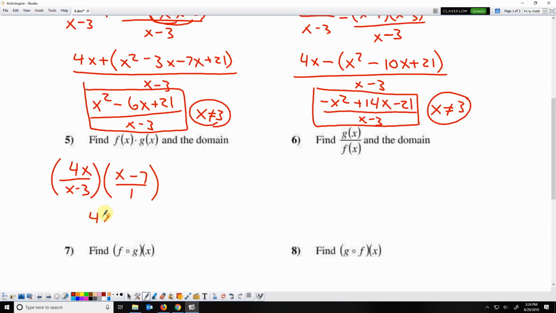So we've got 4x squared minus 28x. So that's just distributing that 4x onto x minus 7. And then x minus 3 times 1 is x minus 3.